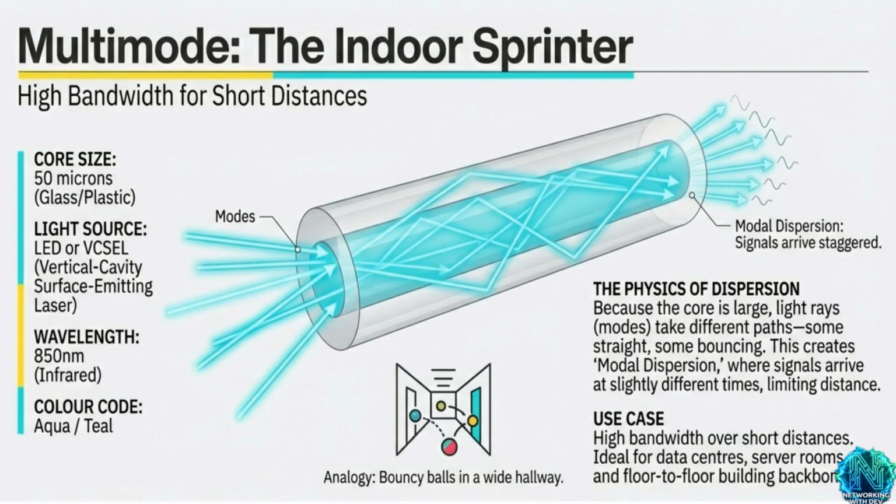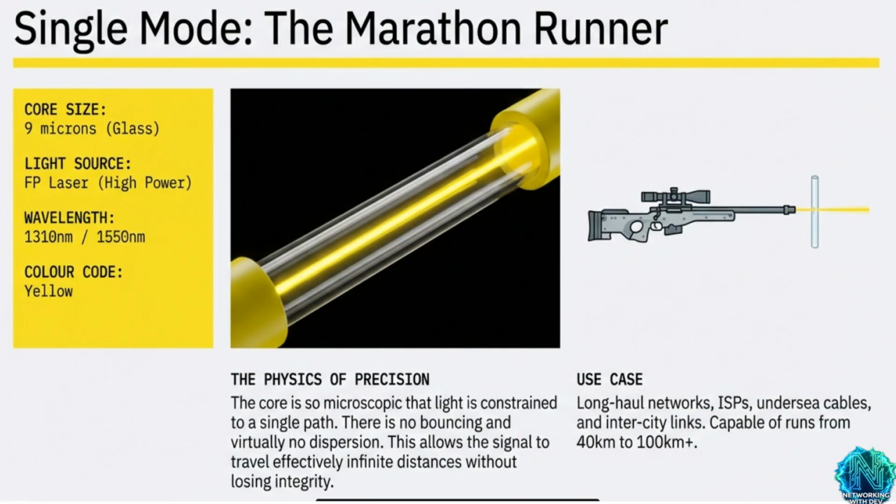Identified by its distinctive aqua or teal jacket, multimode is a high-bandwidth powerhouse for short-range sprints. It is the absolute standard for data centers, server rooms, and floor-to-floor building backbones, where you need massive speed without the massive distance. Now, let's contrast that wide hallway of multimode with the extreme precision of single-mode fiber.